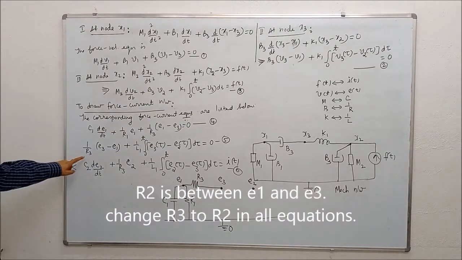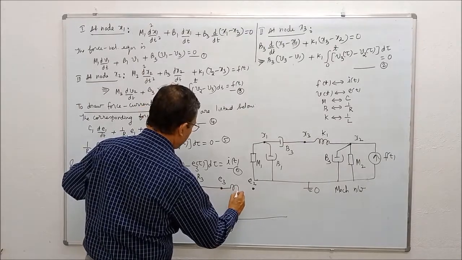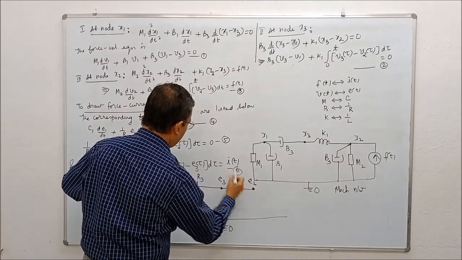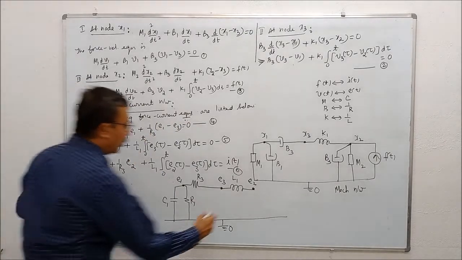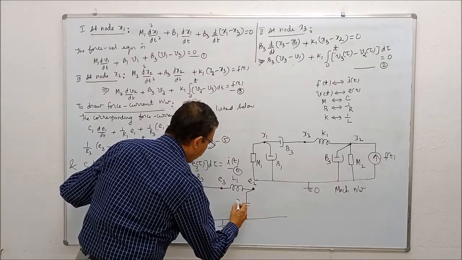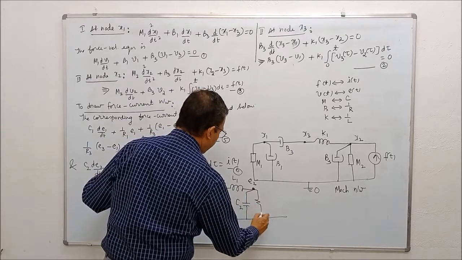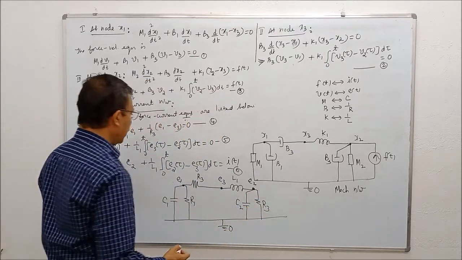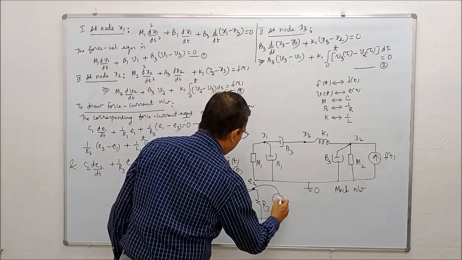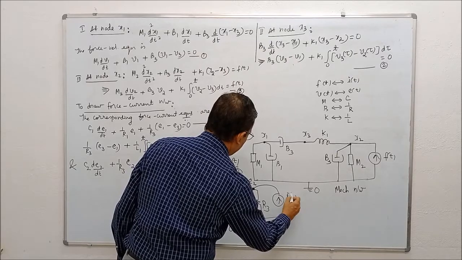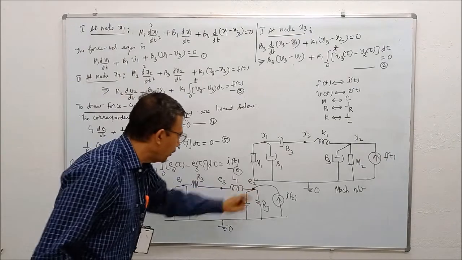Okay. Come to equation 5. R3 is already done. L1 will be between E3 and E2. Okay. Then come to this equation. C2 is between E2 and ground. R3 is between E2 and ground. L1 is already written. So this is the current entering node E2. This is I of t. Potential of this node is E2.